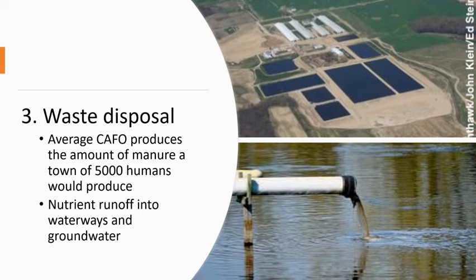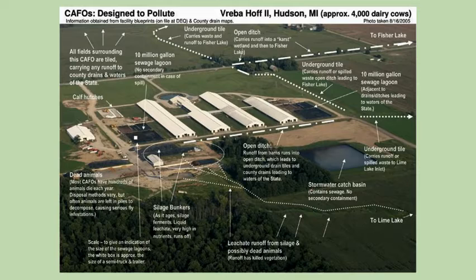So there's a diagram here that shows how this waste is managed. There are these stormwater catch basins that can easily contain sewage. There are bunkers which can hold waste. Any animals that die have to be disposed of somehow, but often they're just left in big piles. There are sewage lagoons, and that's just where the sewage goes to sit there. So all these are ways that the CAFOs generate waste, and then the waste has to be managed.